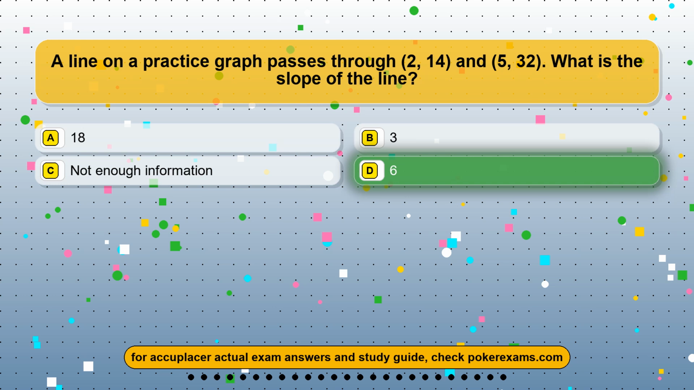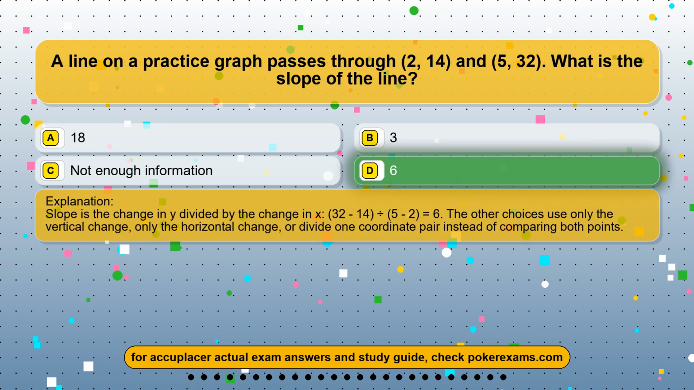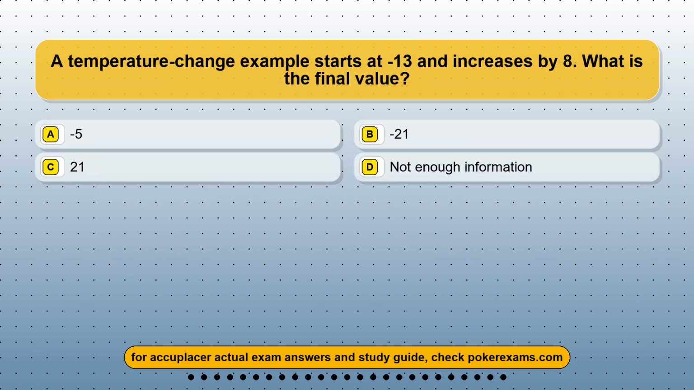The correct answer is option D, 6. Slope is the change in y divided by the change in x. 32 minus 14, divided by 5 minus 2, equals 6. The other choices use only the vertical change, only the horizontal change, or divide one coordinate pair instead of comparing both points.